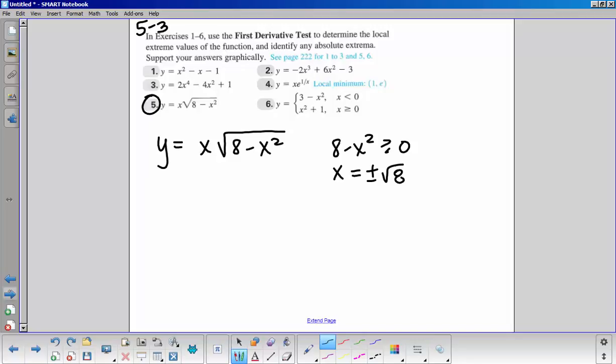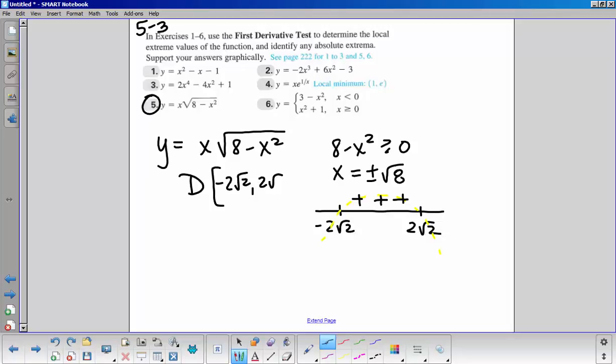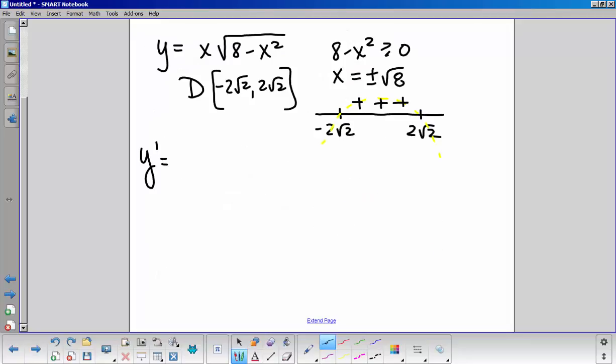So if I were to do a number line, this would be negative 2 root 2 and 2 root 2. And this thing is only going to be viable between these two numbers, right? So the domain of this function is negative 2 root 2 to 2 root 2. And the implied domain gives me a closed interval, doesn't it? Yep, because it can be 0. Okay, that's right.